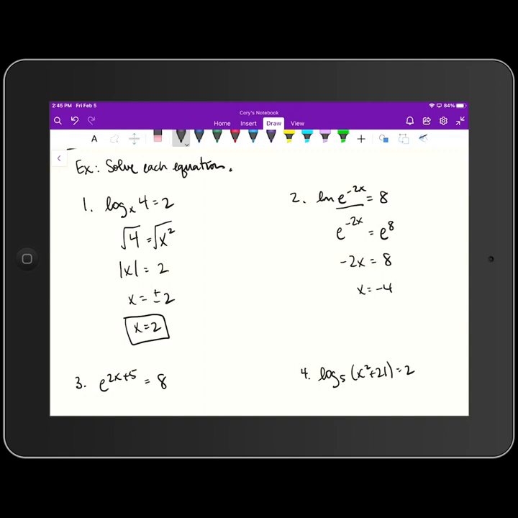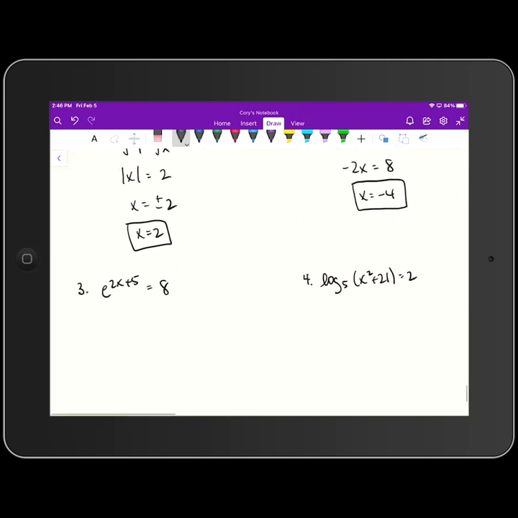Now, the last thing we want to check is, when we plug this solution into the formula, is the argument going to be positive? When I plug negative 4 in place of x, the argument becomes e raised to the 8th power, and 2.7 raised to the 8th power is a positive number. So that solution is going to work for us.